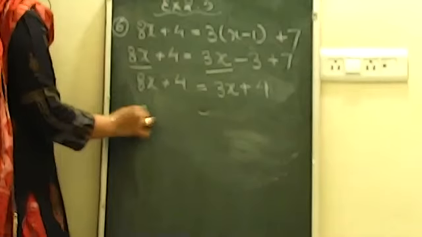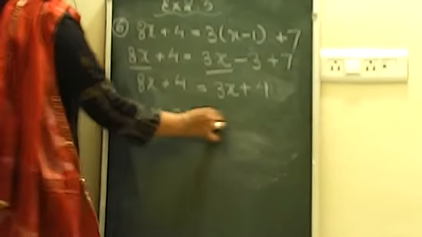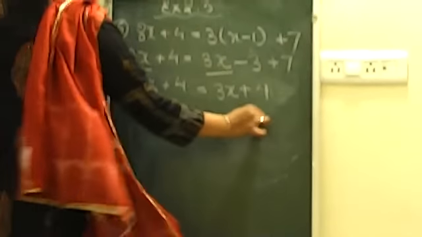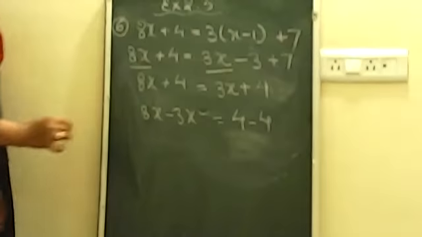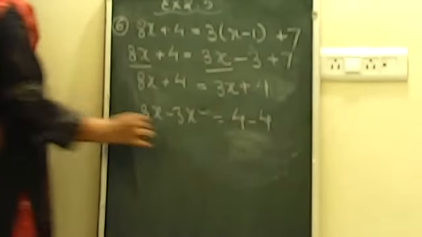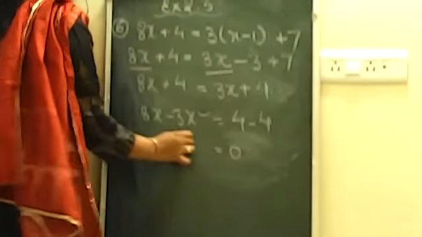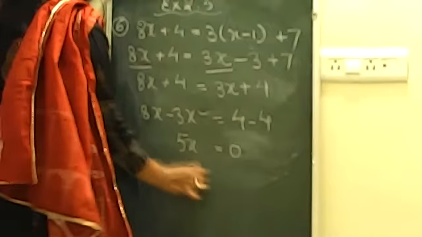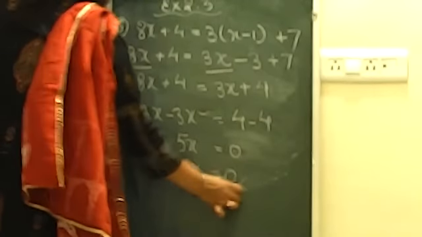How will you do that? Take x together. It will give you 8x minus 3x. Then here it will be 4 minus 4. Now 4 minus 4, when you solve it, will give you 0. It will give you 5x is equal to 0, which will give us x is equal to 0 by 5, which will be 0 only.